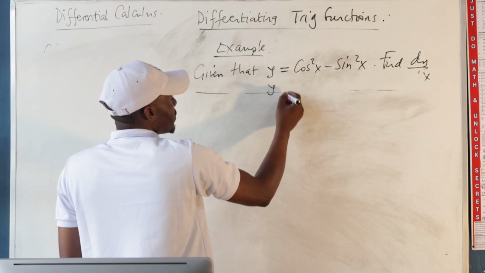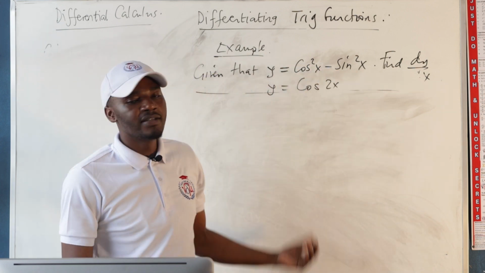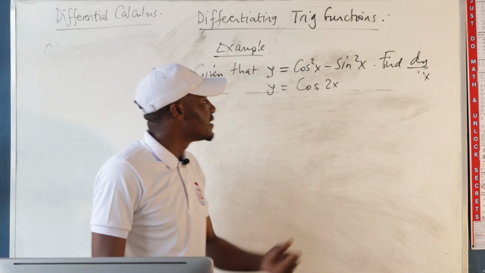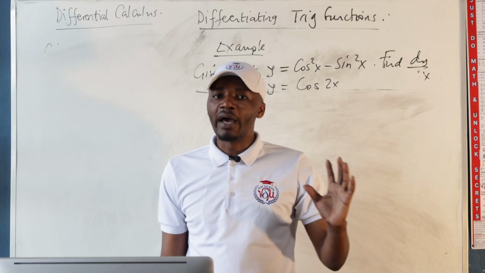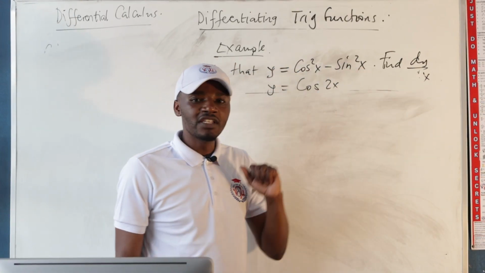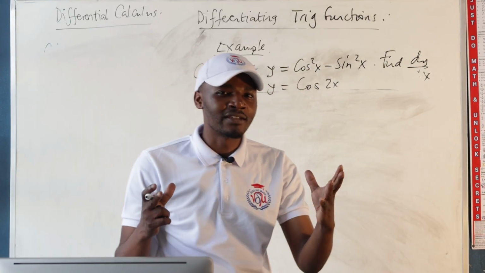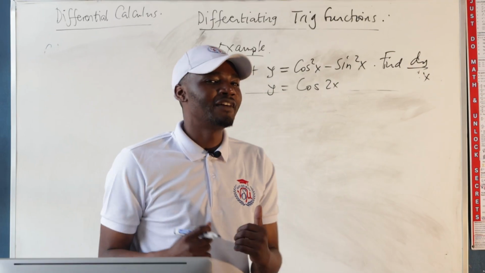So this is analogous to saying y is equivalent to the cosine of 2x. Remember, if we simplify this using certain identities, you can see that we end up with y is equivalent to cosine of 2x. So if they say find the derivative of this function, this is the same as saying find the derivative of cosine of 2x. So how best are we going to differentiate this?